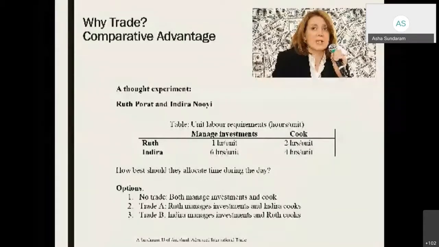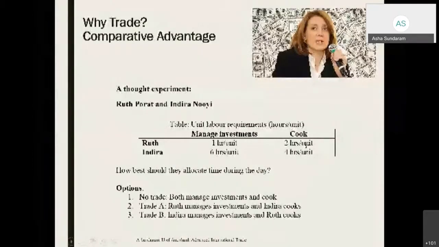Now, let's look at how bad Indira is relative to Ruth. If you look at managing investments, Indira needs almost 6 times more time. However, to cook, she only needs 2 times more time. So relatively speaking, Indira is better at cooking compared to Ruth than at managing investments. Because in managing investments, she's just really bad relative to Ruth, but in cooking, she's not as bad. So in trade language, Indira has a comparative advantage in cooking relative to Ruth.